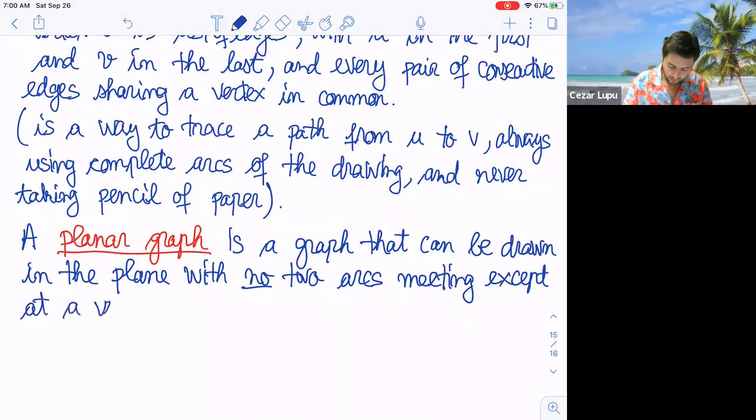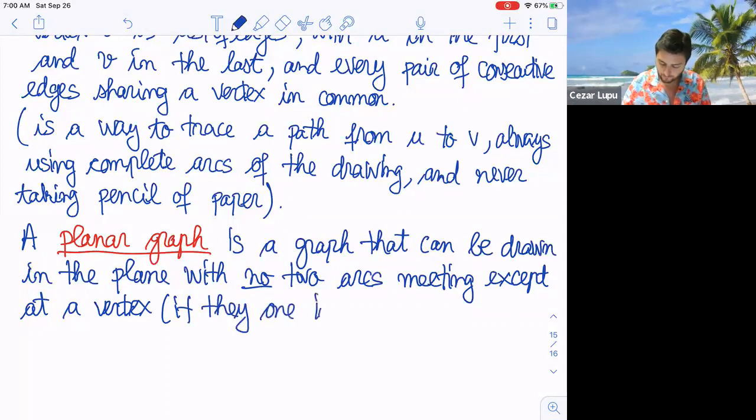At a vertex. All right, if they have one in common. So let's specify that if they have one in common. So that's what the definition of a planar graph is.